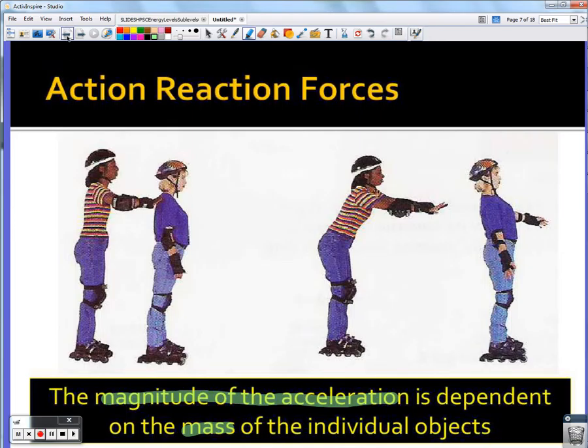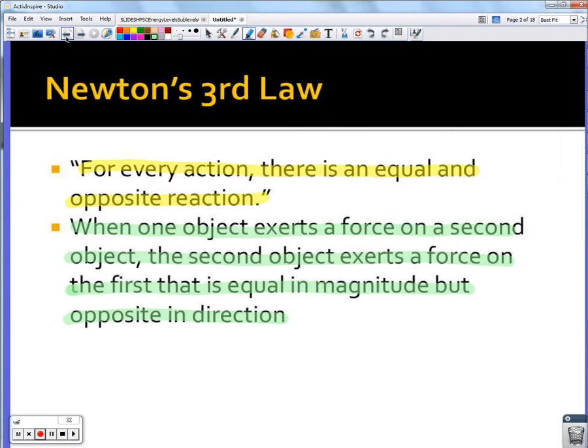Way back at the beginning, we talked about Newton's first law, and an application of Newton's first law is equilibrium. And people know about equilibrium, right? The net force acting on an object is zero, its acceleration is zero. And when you read Newton's third law, there's an equal and opposite reaction. Equal in magnitude, opposite in direction.